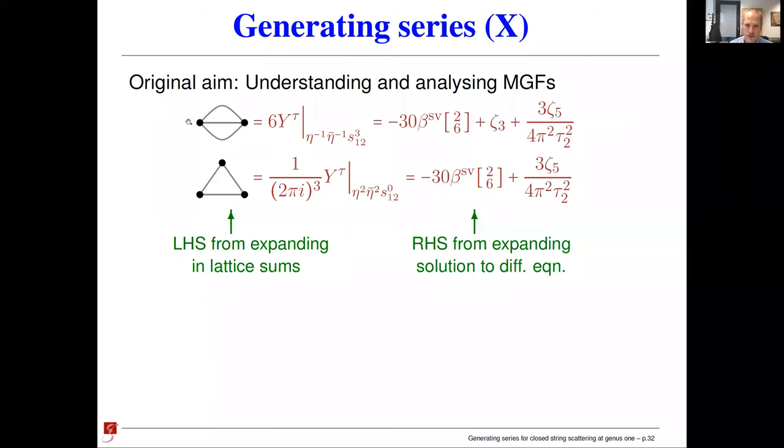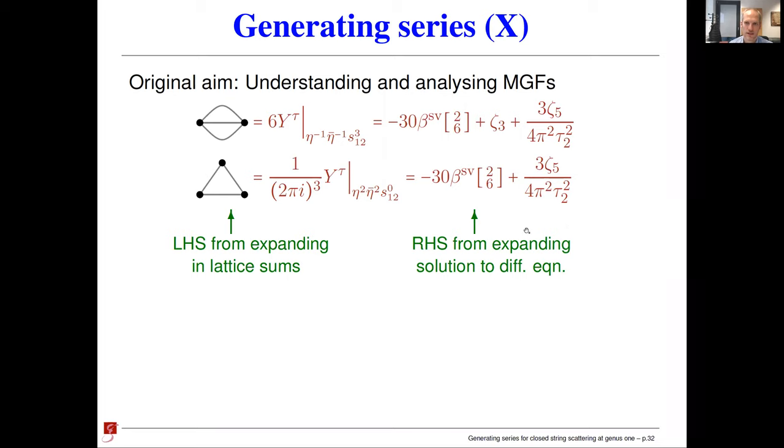This is one of the modular graph functions. Another one that we saw was this triangle. This also comes up at a different place in the expansion of the generating series. So this is higher powers in eta, but lower order in Mandelstam variables. You can again take the formal solution for Y, expand it out in terms of beta SVs and these initial values, and this is what you get.